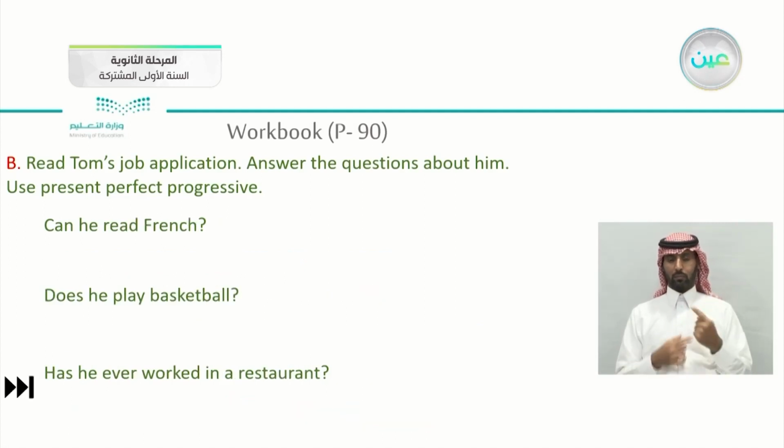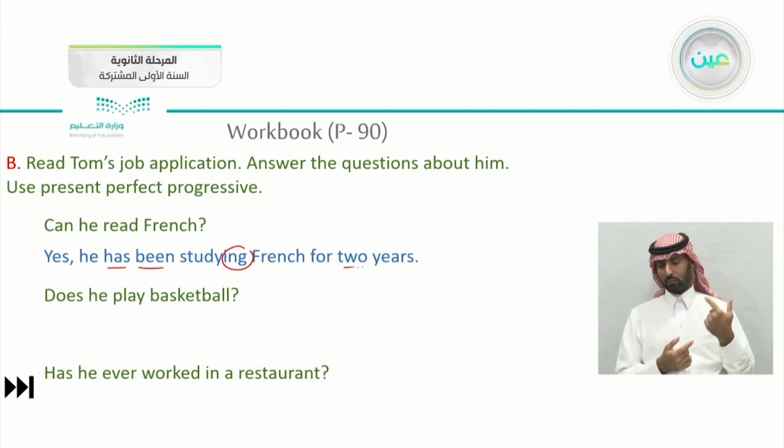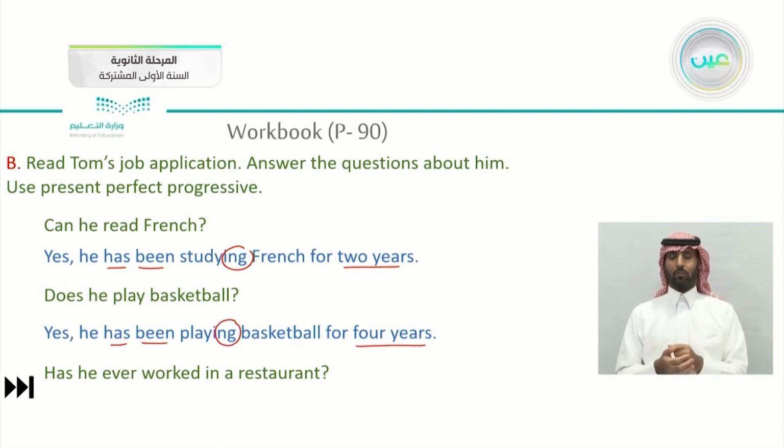Let's continue. Can he read French? Go to the languages part. Yes, he has been studying French for 2 years. Has been doing something, and this is the time. Does he play basketball? What about basketball? Yes, actually. He has been playing basketball for 4 years. Has been doing something, and this is the time.